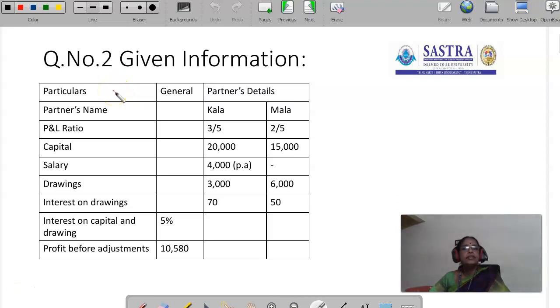Given information under question number 2 is partner names Kala and Mala. P&L ratio is 3:2. Capital contribution is 20,000, 15,000. Salary is 4,000 per annum to Mala, and drawing is 3,000 Kala and 6,000 Mala. Interest on drawing that is given, 70 rupees, 50 rupees. Interest on capital and drawing is 5%. Profit before adjustment is 10,580. These are the information that is given in the problem.